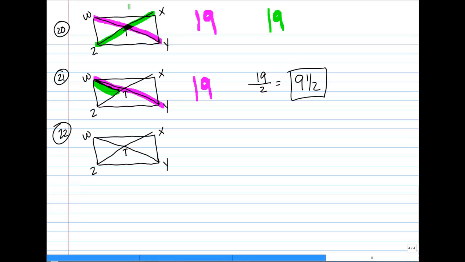It says TX is 4.5, so this right here, that right there, 4.5. What is WY? What is the whole thing? So of course, that would be 4.5 times 2, which is 9.